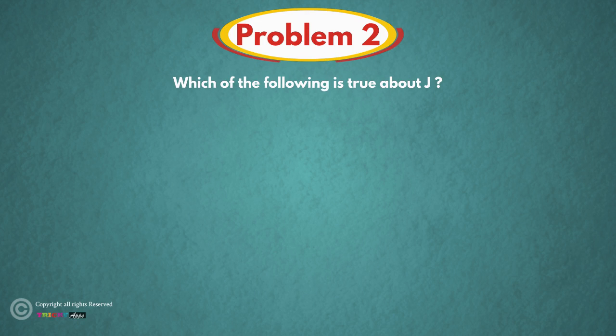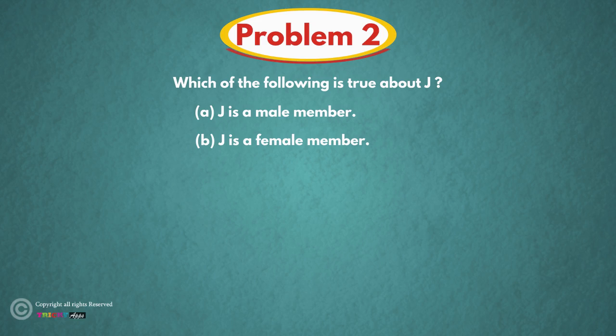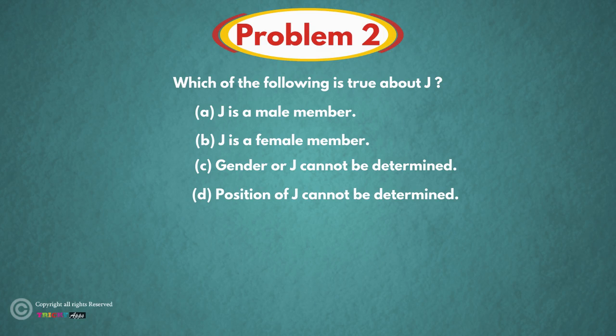Problem 2. Which of the following is true about J? Option A, J is a male member. Option B, J is a female member. Option C, gender of J cannot be determined. Option D, position of J cannot be determined. And option E, all of the above.